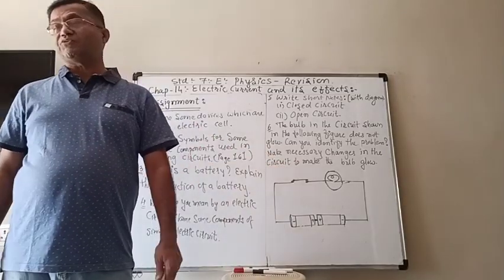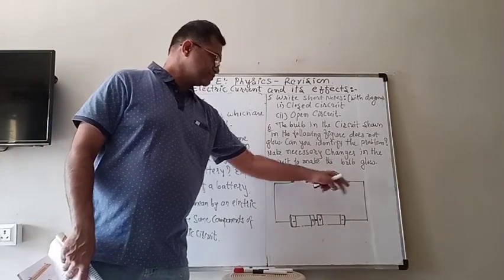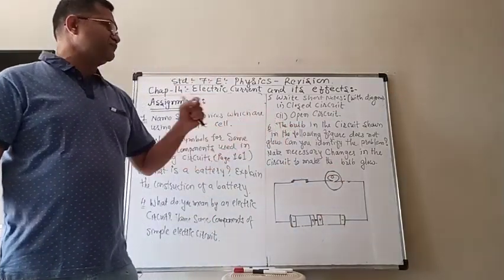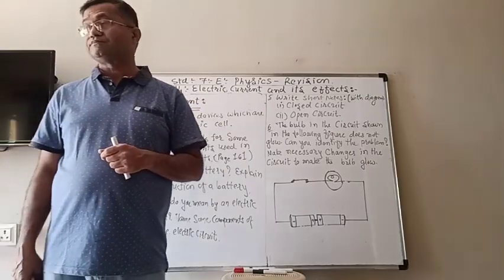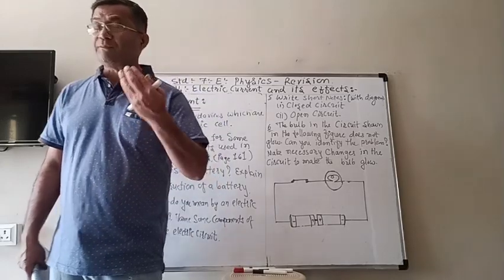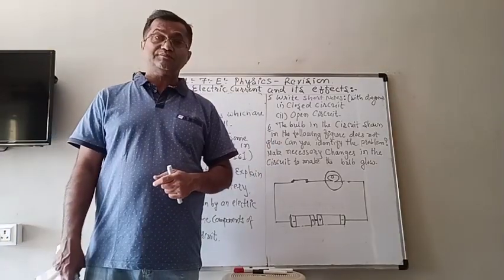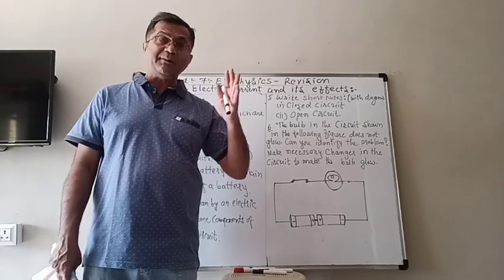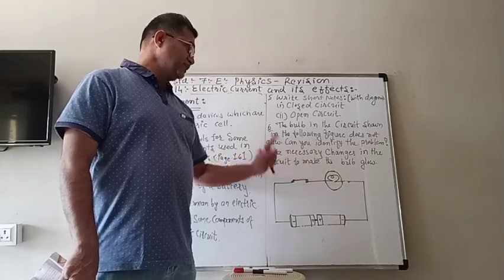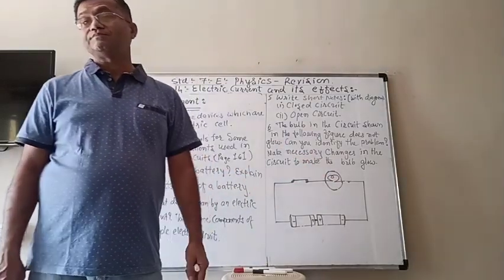Lastly, one question is for you. In this diagram, it says that the bulb in the circuit shown in the following figure does not glow. You have to find the reason, that is, what the problem is such that the bulb is not glowing here. You have to give the reason, and after that you have to make the necessary changes in the circuit so that the bulb can glow.